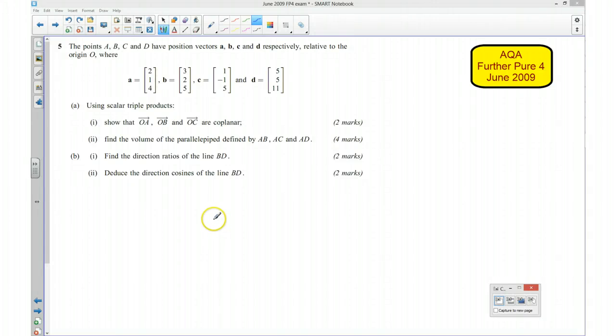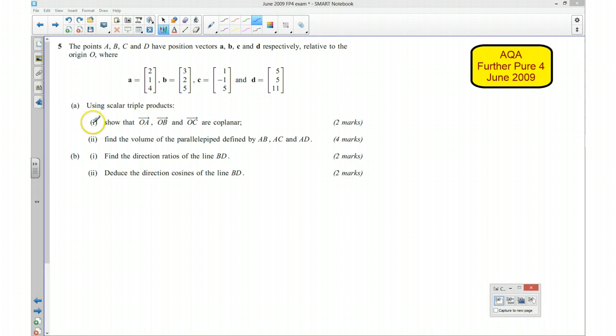Hi, this is question 5 from the AQA Further Pure for June 2009 exam paper. The points A, B, C and D have position vectors a, b, c and d respectively relative to the origin, where these are the values of a, b, c and d. So these are the vectors of A, B, C and D.